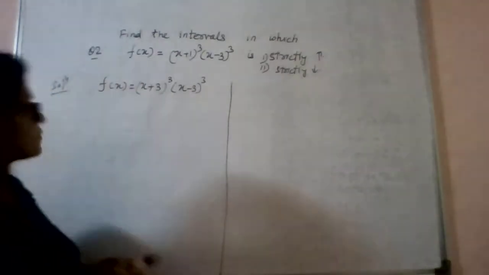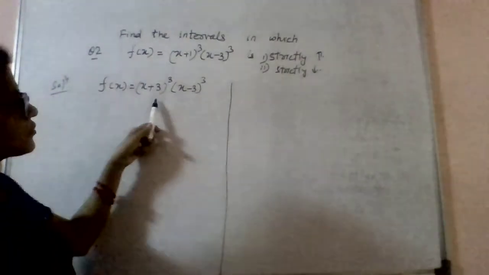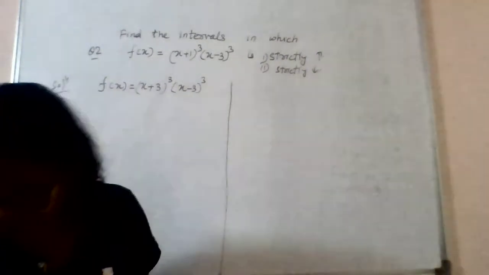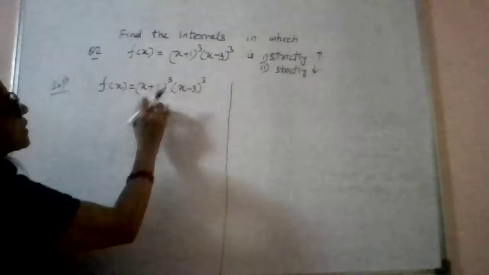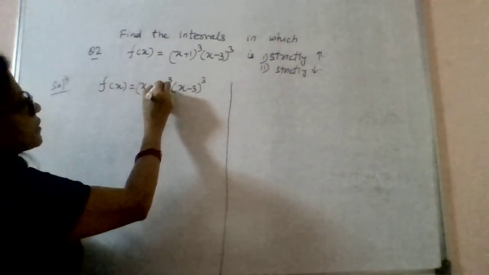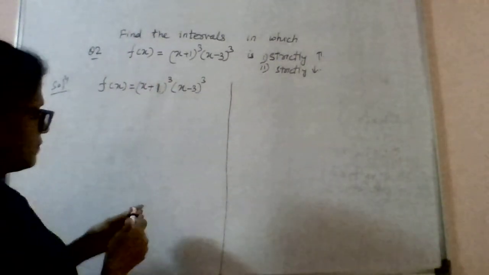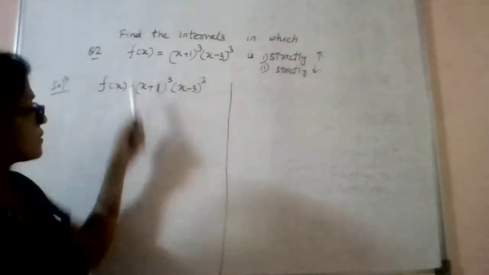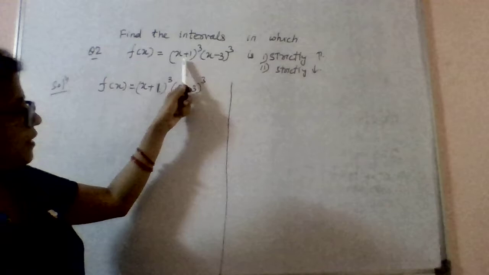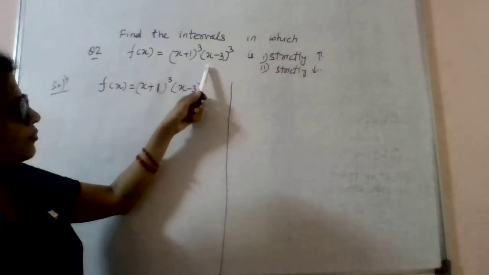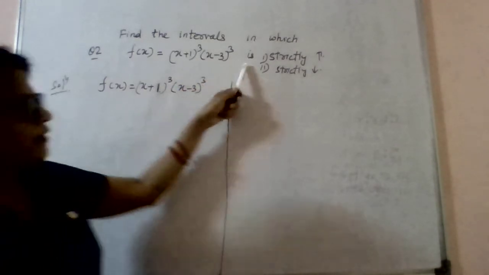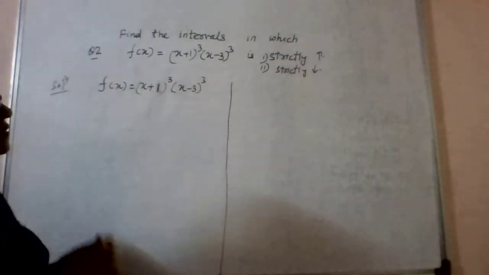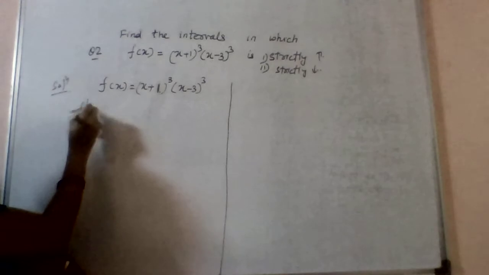So next question is, f x equal to x plus 1 whole cube into x minus 3 whole cube. So find the intervals in which f x equal to x plus 1 whole cube into x minus 3 whole cube is strictly increasing, strictly decreasing. First step is find f dash x.